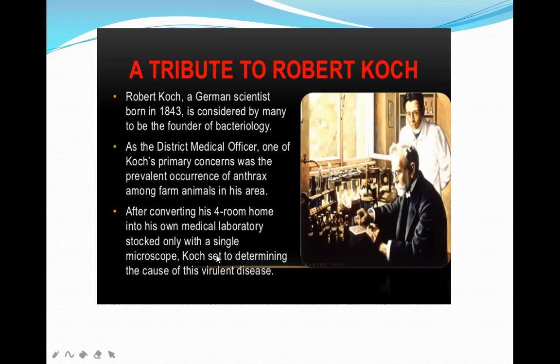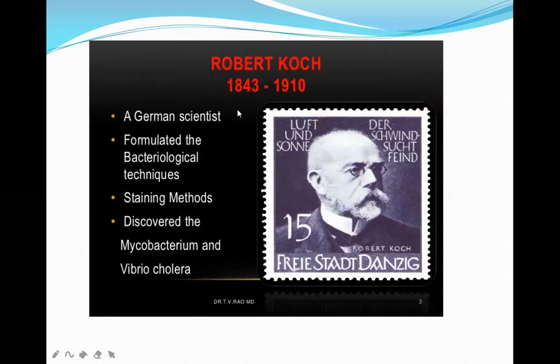Next slide, see here. This is Robert Koch's home. He was born in 1843 and he died in 1910. This German scientist formulated the bacteriological techniques and staining methods, and discovered Mycobacterium and Vibrio cholerae. Okay, this is a brief about him.